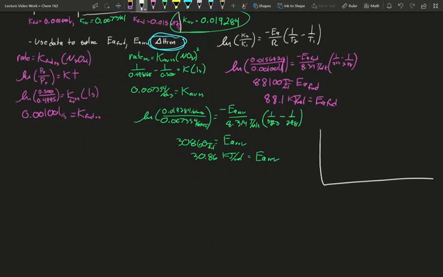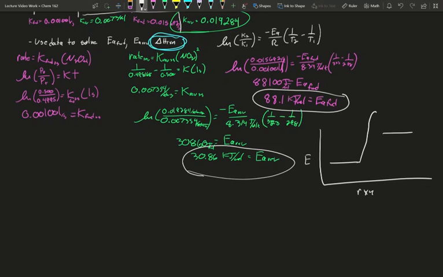Think back to our reaction and our energy, your starting material and your product. In this case, which will look like this, we know that we have to go up 88 kilojoules per mole for the forward reaction. So we're going to rise up, but we only have to go up 30.8 for the reverse. So we need a larger rise in the forward direction than we need in the reverse direction. This is an endothermic reaction.